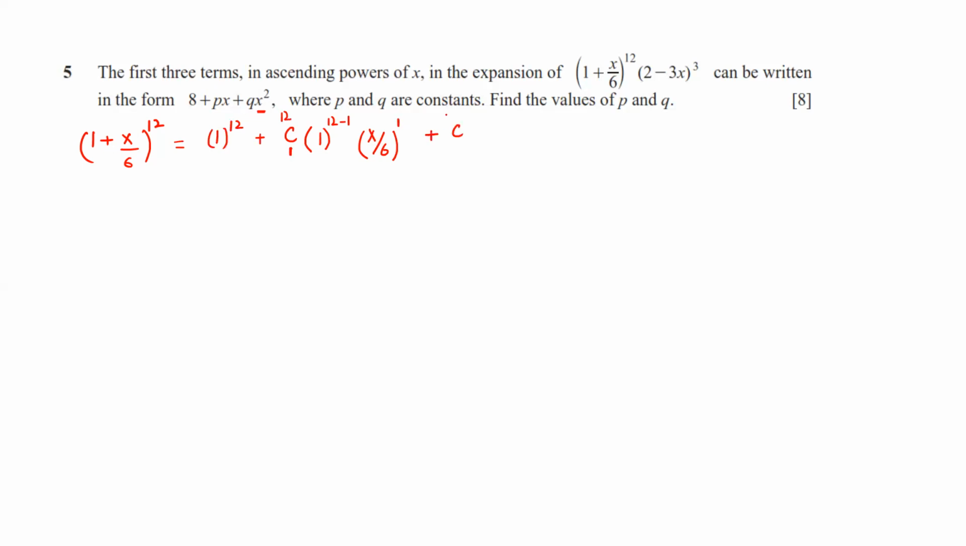Then 12c2, so this is 2, 12c2, first term 12 minus 2, second term x by 6 square, plus 12c3, 1 power 12 minus 3, x over 6 cube, plus so on and so forth.